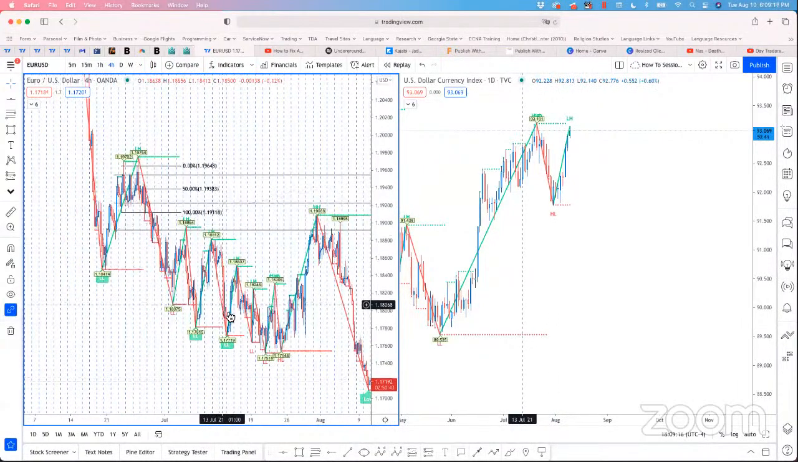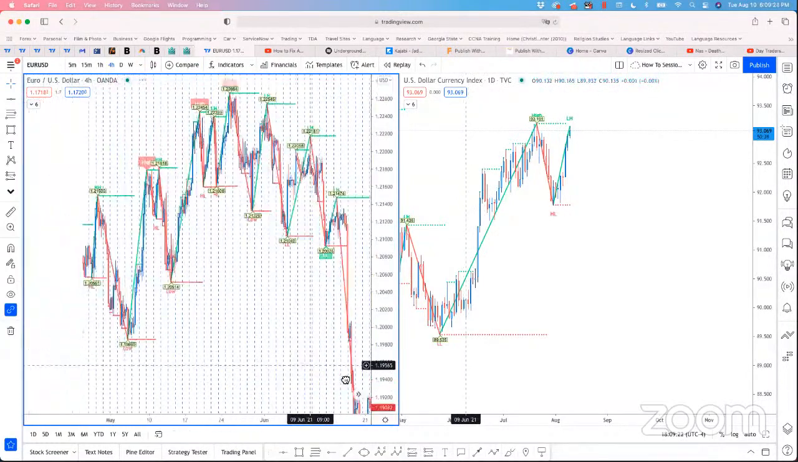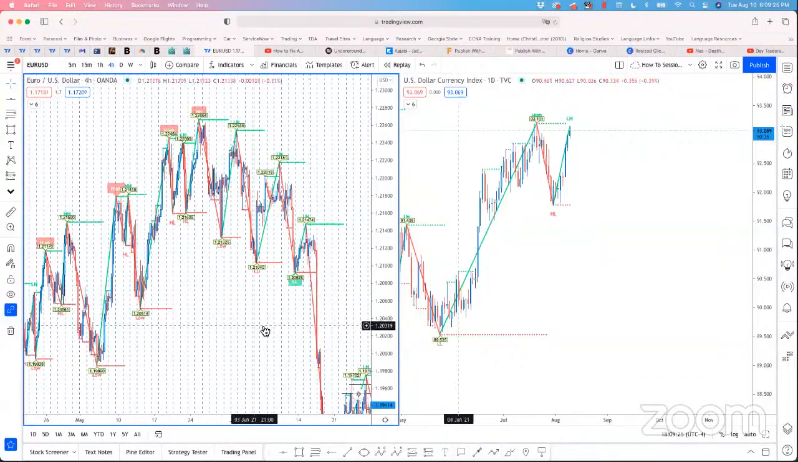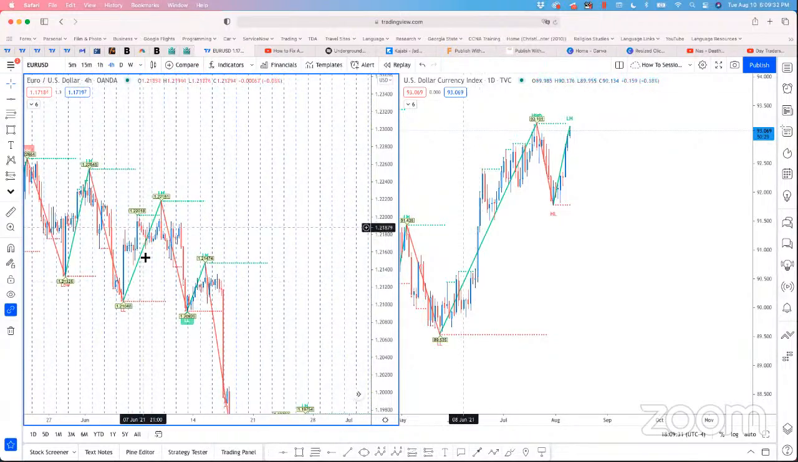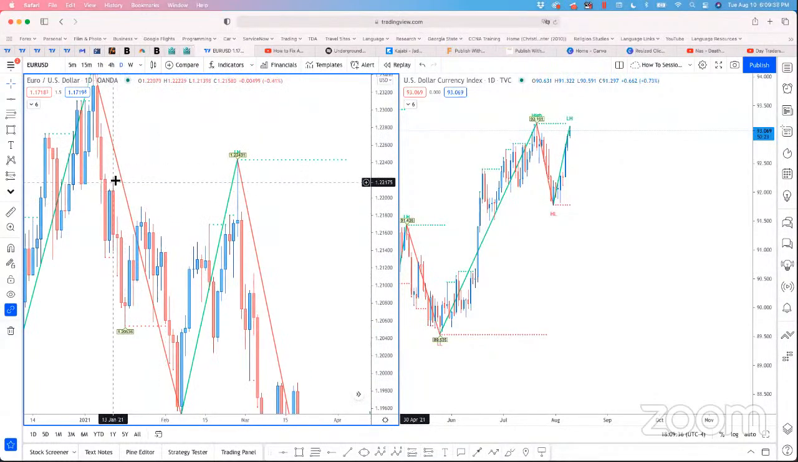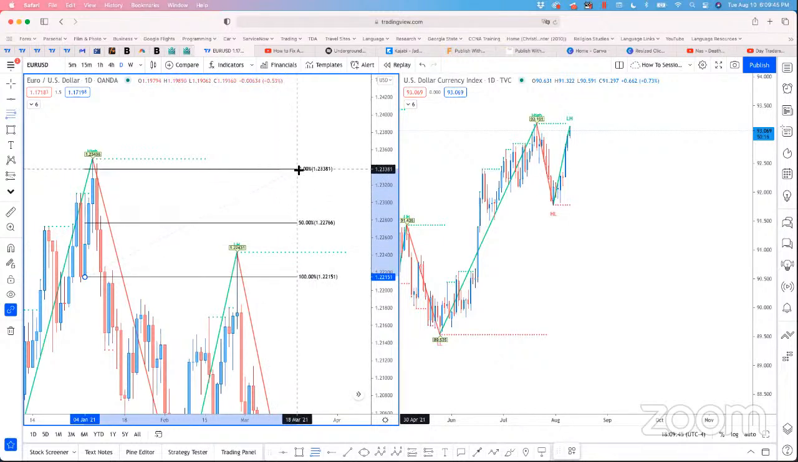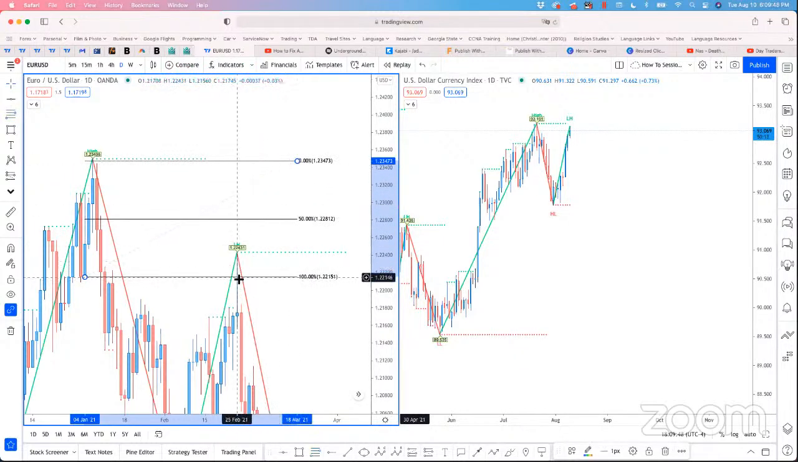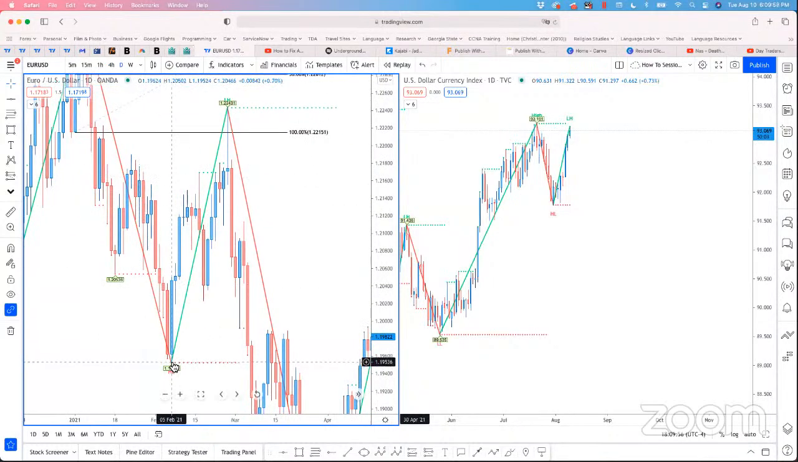Now, if we go back even further, right? This drop, where did it come from? On the daily, let's go and look at the daily. This drop right here, where did it come from? See that? Where is this wick? Inside of this order block. Where did this bounce right here come from?